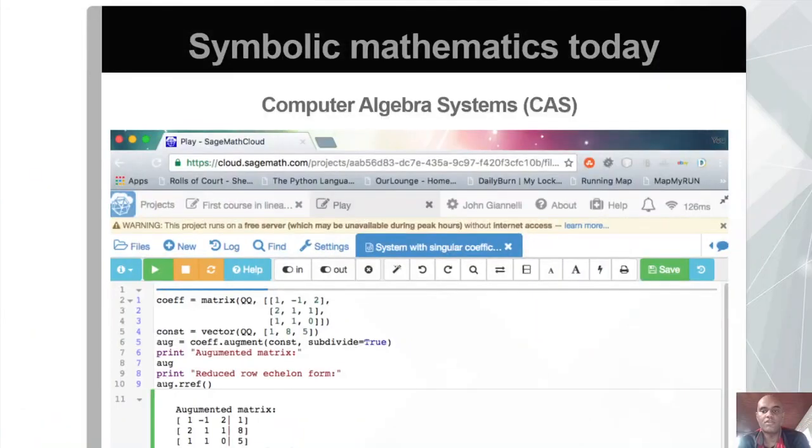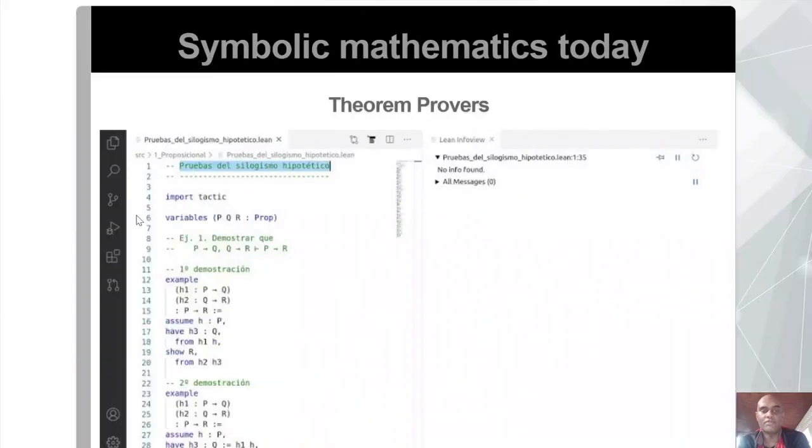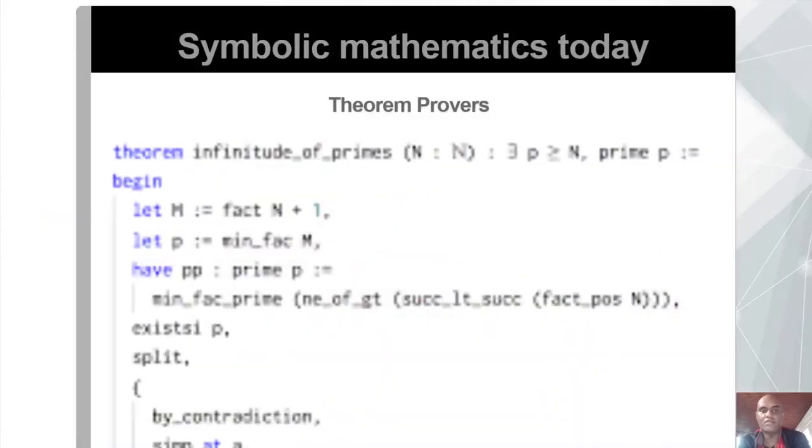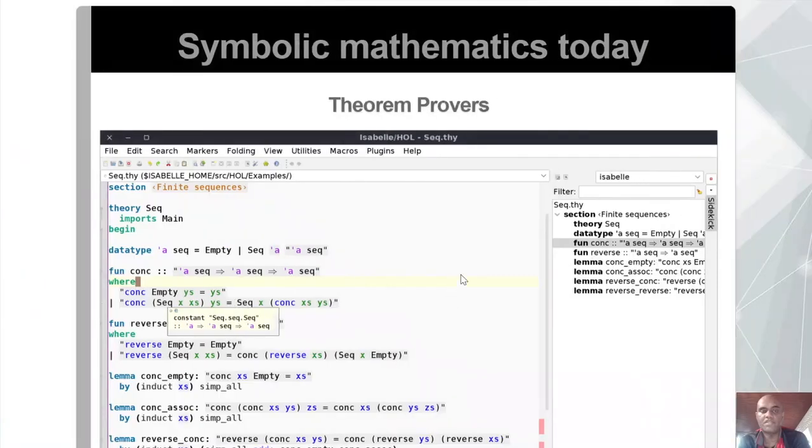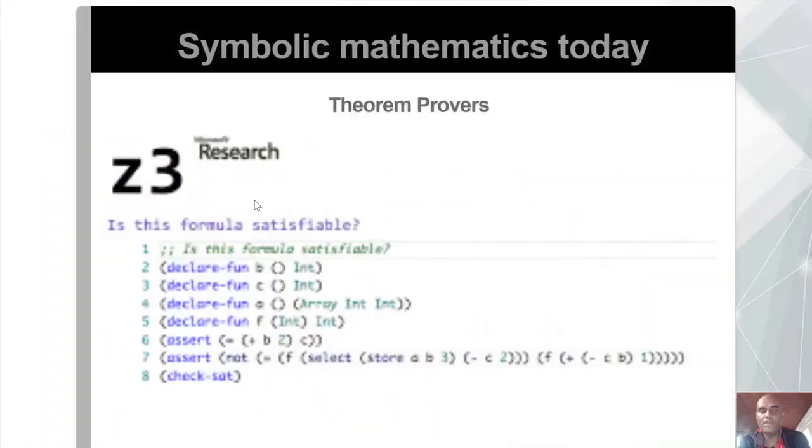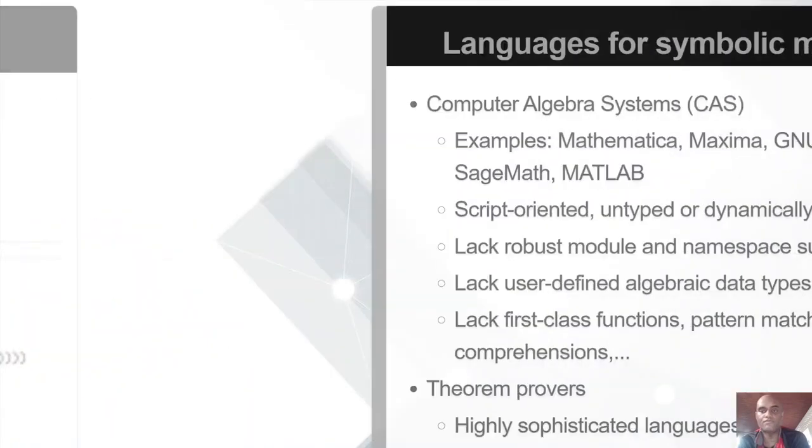So this is an example of a theorem prover. This is the Lean theorem prover. This is actually running inside Visual Studio. Lean is a really popular open source theorem prover. This is Lean again, proving a theorem on prime numbers. This is the Isabelle theorem prover, another popular open source theorem prover. And this is Z3 from Microsoft, which is an SMT theorem prover. And this is also a really popular solver for doing things like optimization problems and satisfiability problems.